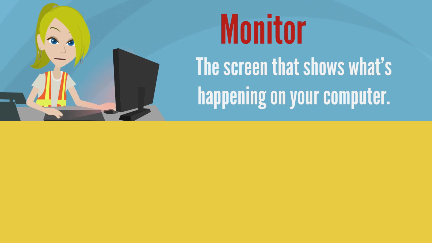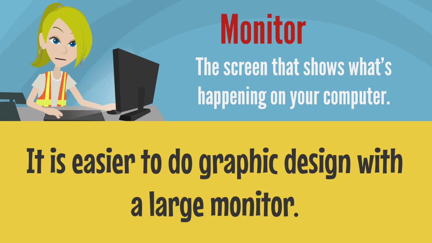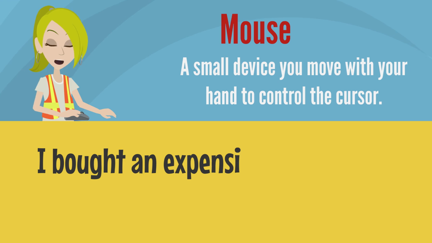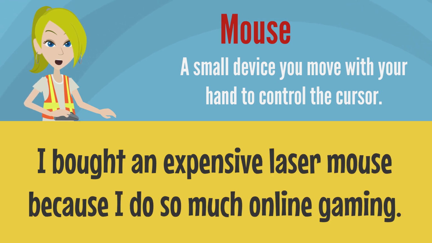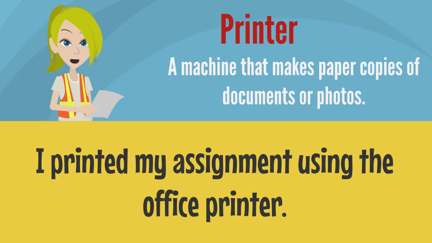Monitor. The screen that shows what's happening on your computer. It is easier to do graphic design with a large monitor. Mouse. A small device you move with your hand to control the cursor. I bought an expensive laser mouse because I do so much online gaming. Printer. A machine that makes paper copies of documents or photos. I printed my assignment using the office printer.